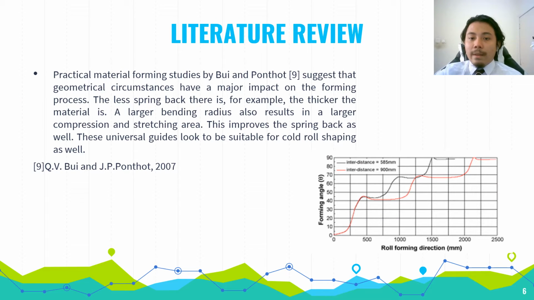Next, practical material forming studies by Bui and Pontet suggest that geometrical circumstances have a major impact on the forming process. The thicker the material, for example, the less springback there is. A larger bending radius also results in a larger compression and stretching area. This improves the springback as well. This universal guide looked to be suitable for cold roll shaping as well.